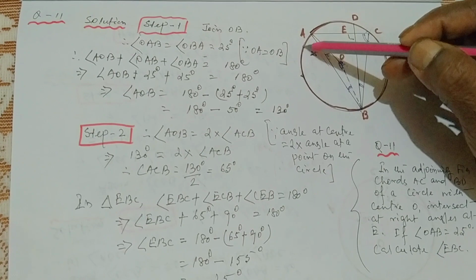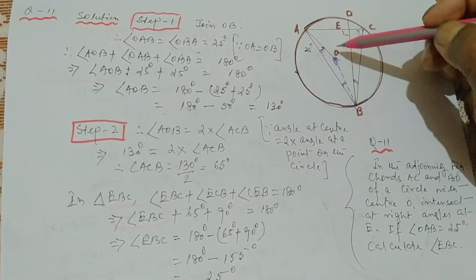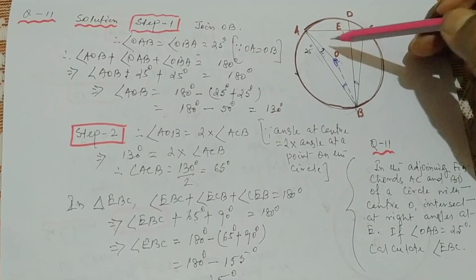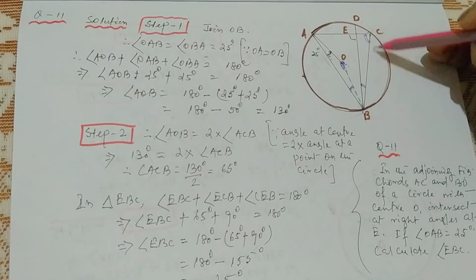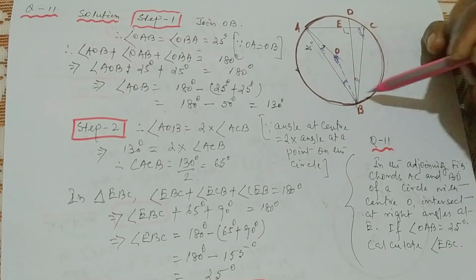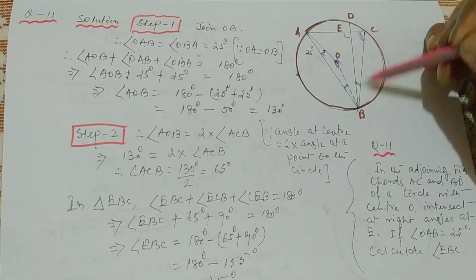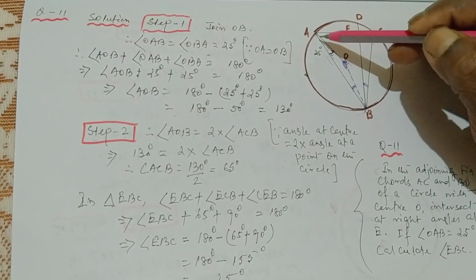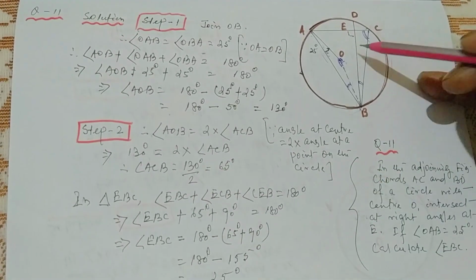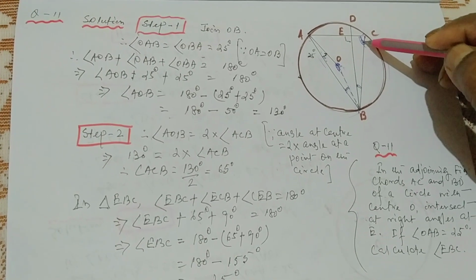Step 2, angle AOB equal to 2 times angle ACB. The minor arc AB makes angle AOB at the center of the circle, and the same arc makes angle ACB at the point C on the circle. That is why the value of the angle ACB is half the value of angle AOB. So angle ACB is equal to 130 divided by 2, this is 65 degree. This is the value of this angle.